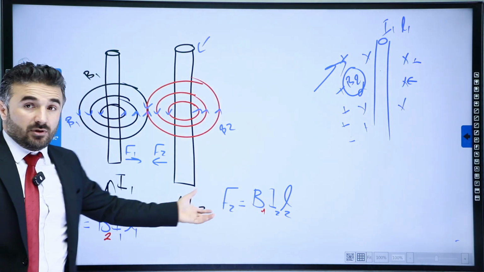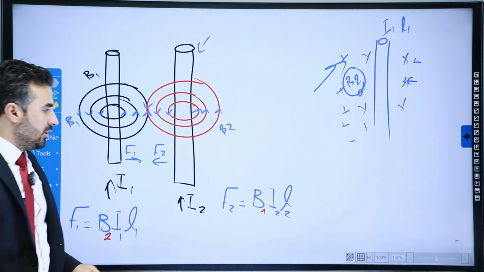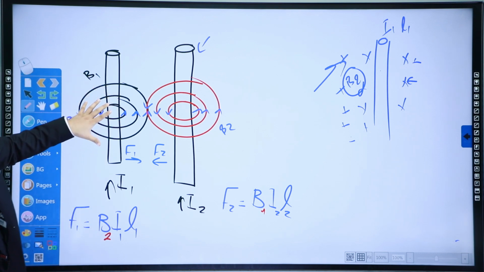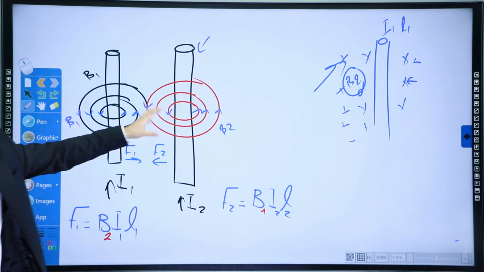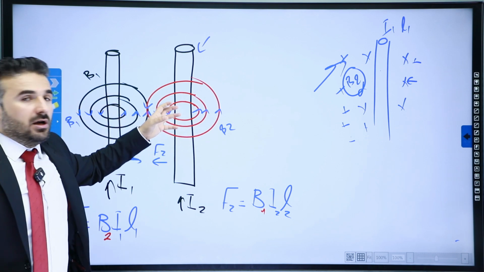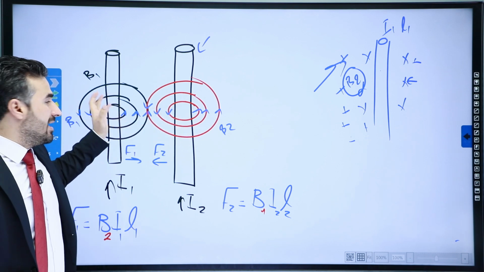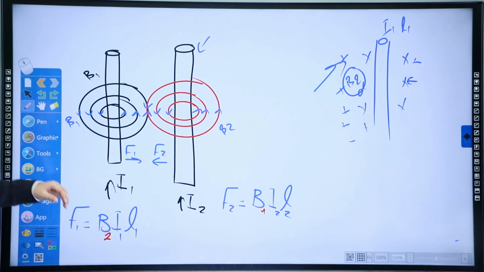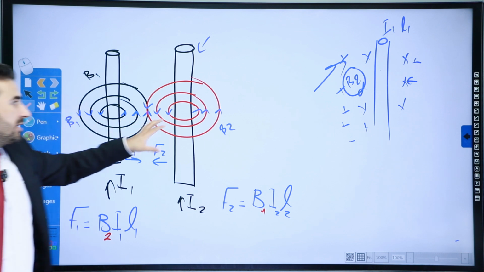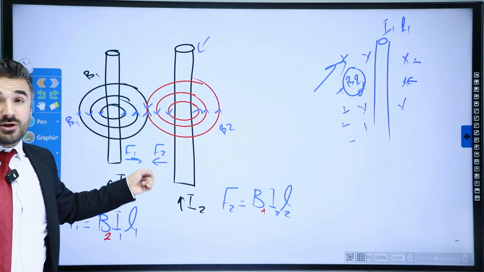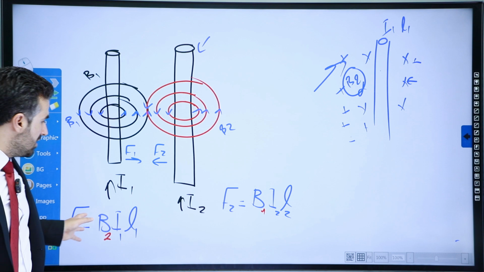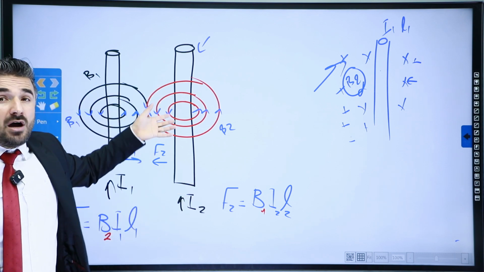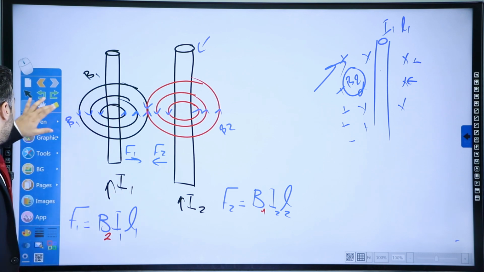I want you to remember this. These two forces are equal in magnitude but opposite in direction here. So we can say the force on this wire is provided by the magnetic field of the other wire, and the force on that wire is caused by the magnetic field of this wire. By the way, don't forget, if the currents in the two wires were in the same direction, they will always attract one another. So these two forces are attractive, but if the currents were in opposite directions, then they would repel one another.